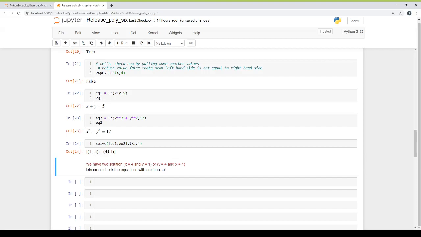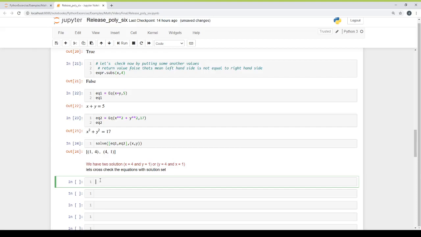For example, when you put the value of 1 for x and the value of 4 for y, 1 plus 4 is equal to 5, and in equation 2, 1 square plus 4 square, 16 plus 1, is equal to 17. That means it is satisfying both the equations. We have two solutions here, 1 comma 4 and 4 comma 1. So by calling the solve method, we can check the common solution for two or more equations.